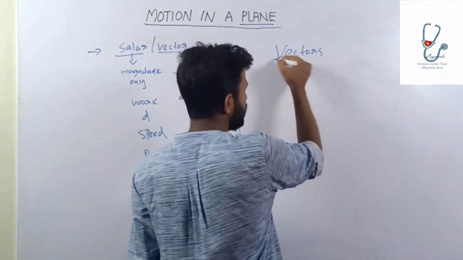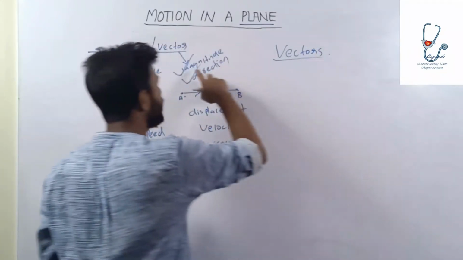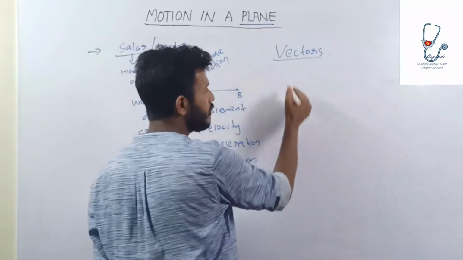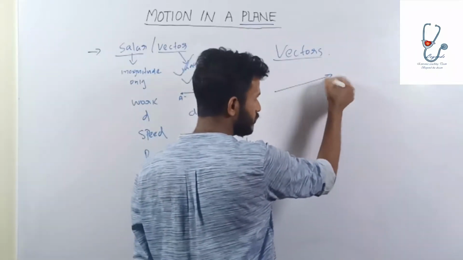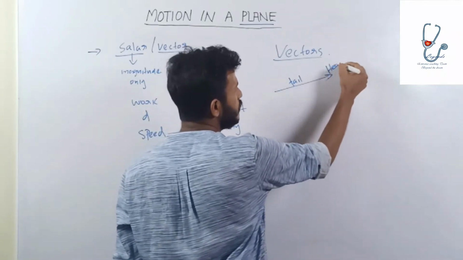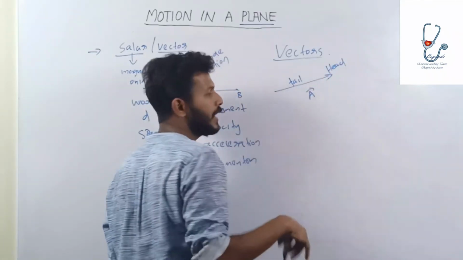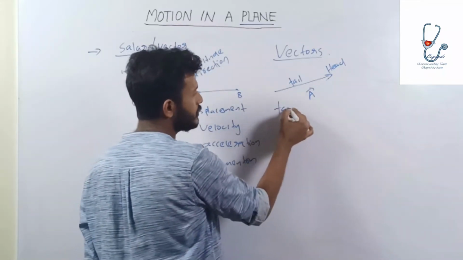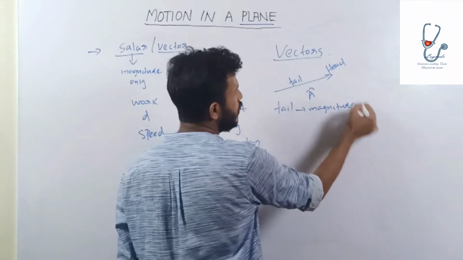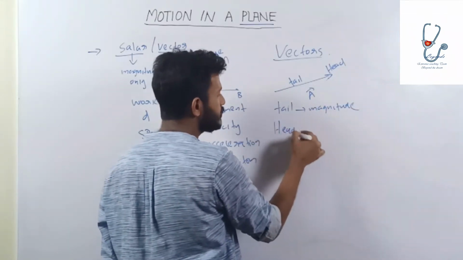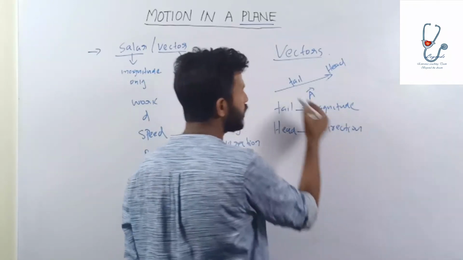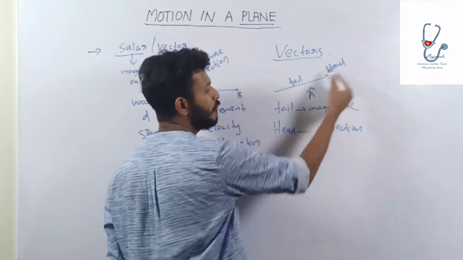What do you mean by a vector? I already told you, having magnitude and direction. How can we represent a vector? Like this, a tail and a head. Consider this is vector A. What does the tail represent? The tail represents magnitude and the head represents direction. This is the representation of vector A.